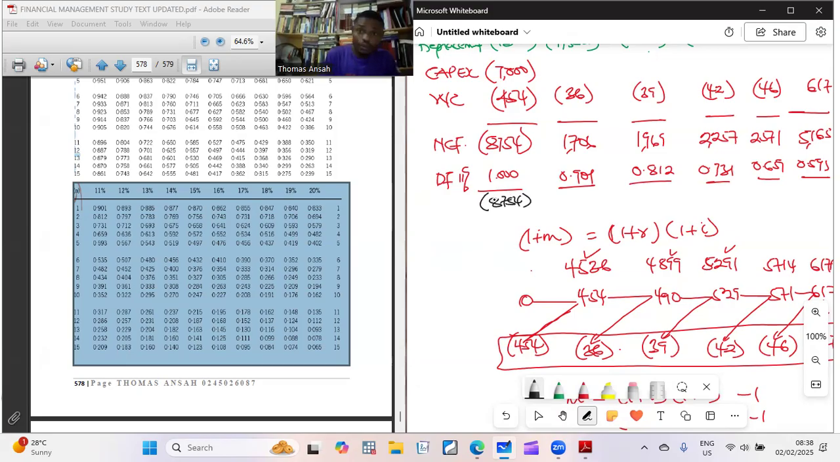1706 multiplied by 0.901 gives me 1537. 1969 by 0.812 is 1599. Okay, so 2257 multiplied by 0.731 gives me 1650 rounded.